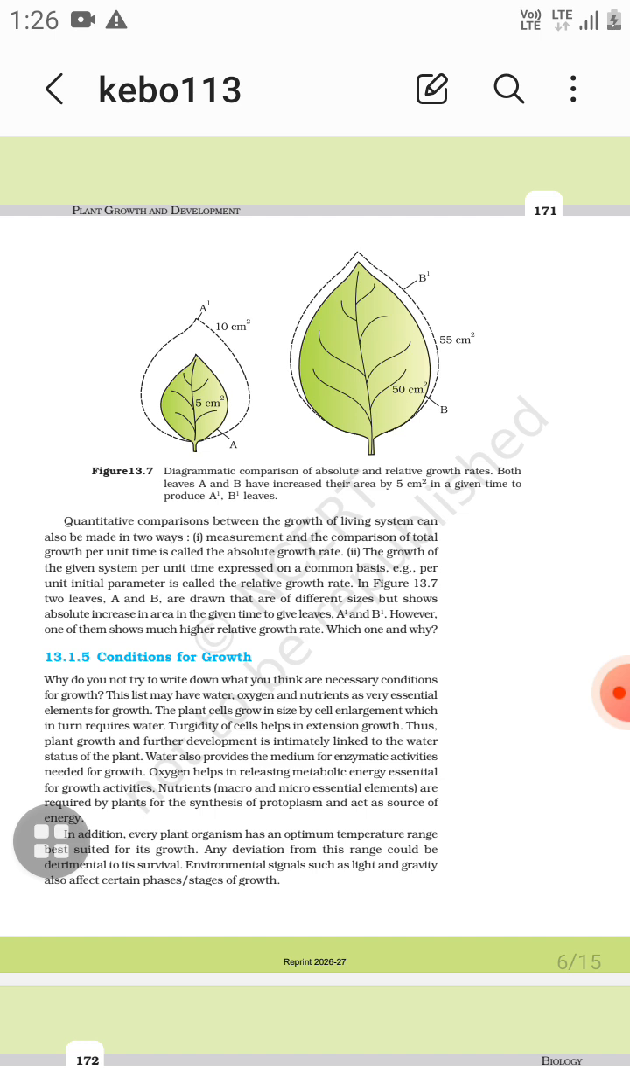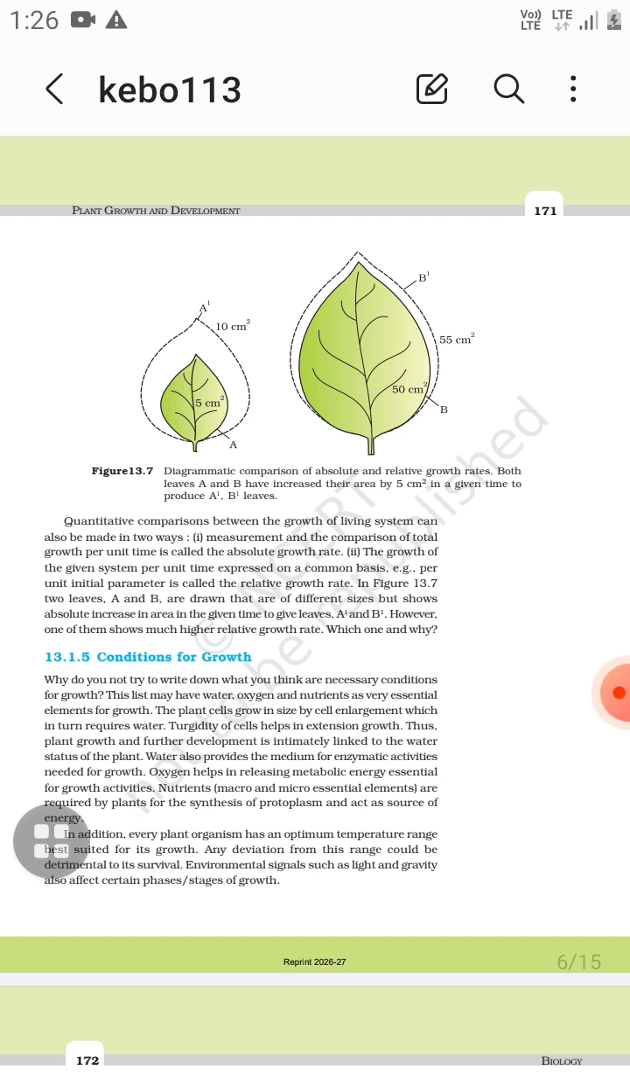And second, the growth of the given system per unit time expressed on a common basis, for example per unit initial parameter. You see the initial parameter, it was 5 centimeter. In the second case it was 50 centimeter. With respect to the initial parameter, that is the relative growth rate.